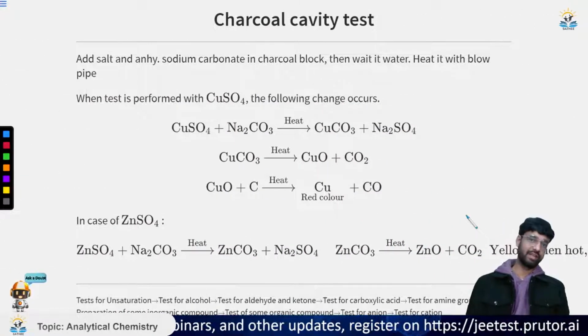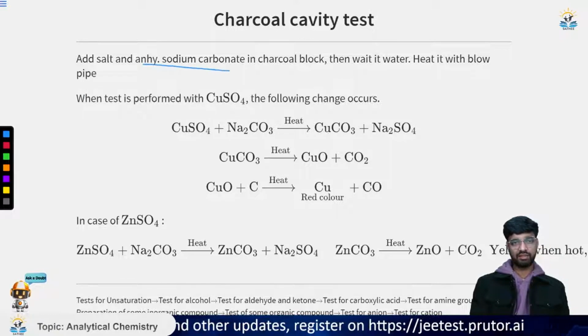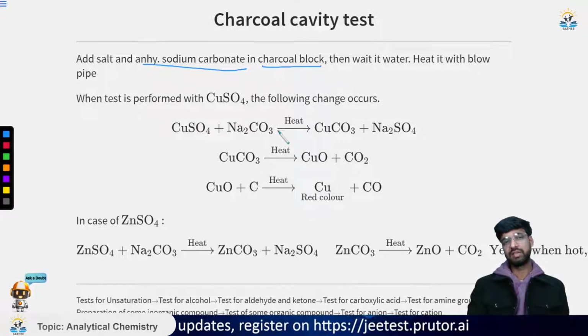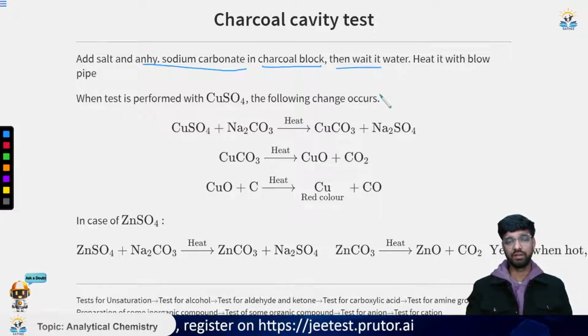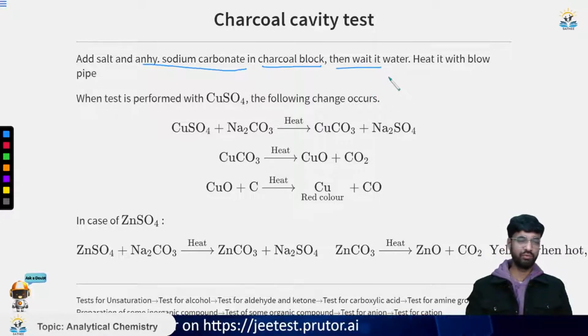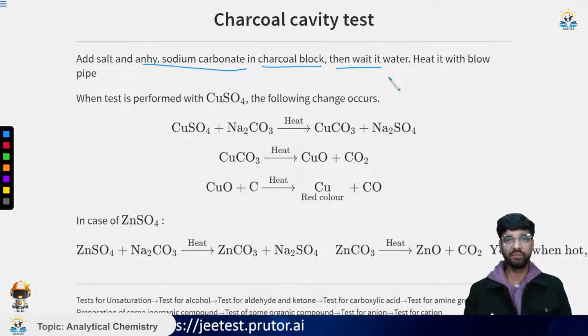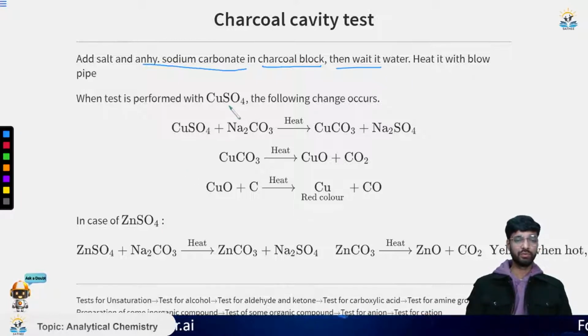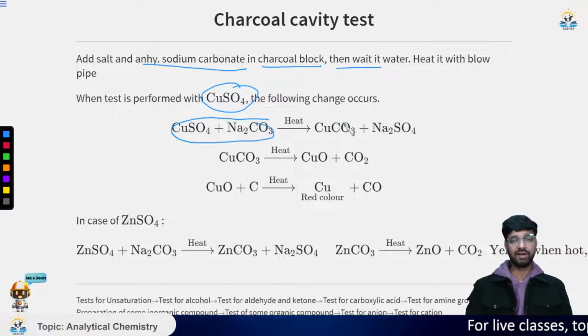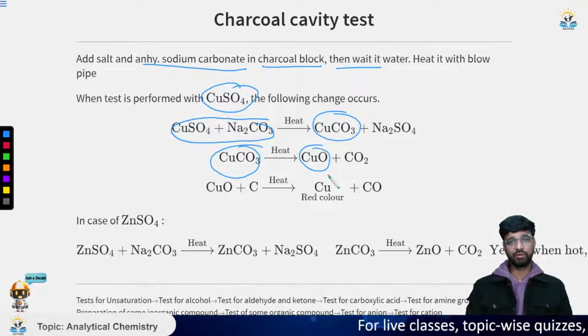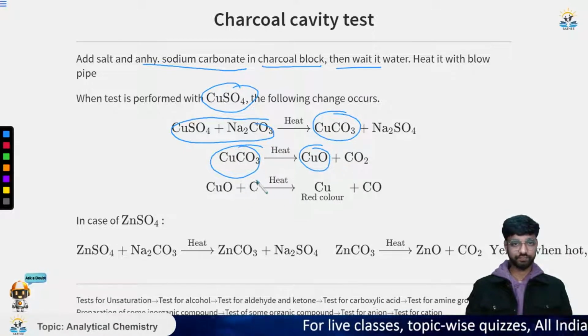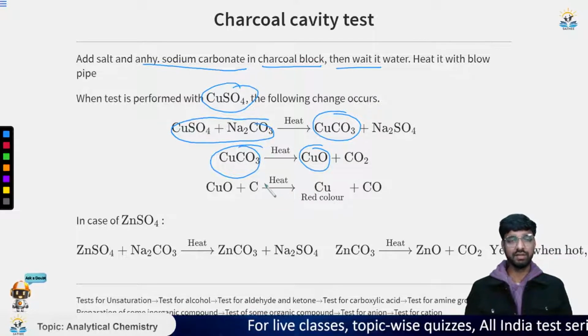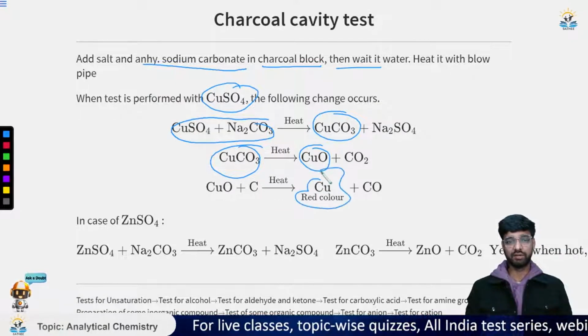Next is the charcoal cavity test. We add the salt and anhydrous sodium carbonate in a charcoal block cavity, wet it with water, and heat it with the blowpipe. Suppose we have CuSO4 and treat it with anhydrous sodium carbonate, it reacts to form copper carbonate. Copper carbonate on heating gives cupric oxide, and on further heating gives red copper.